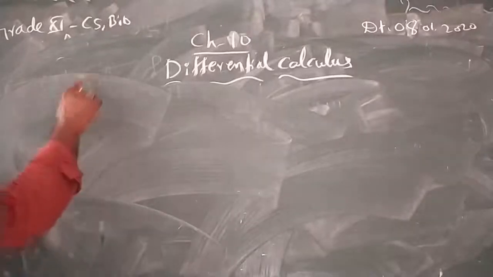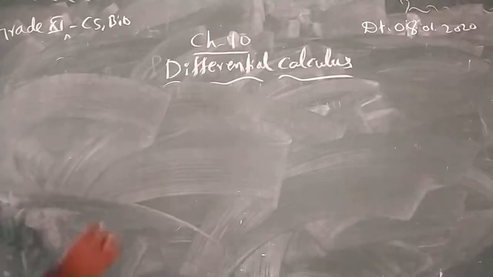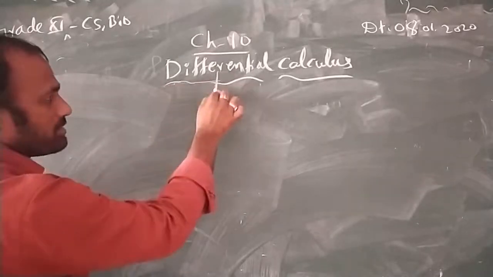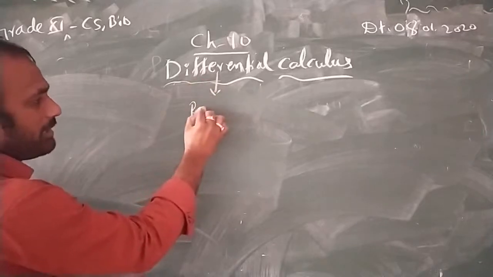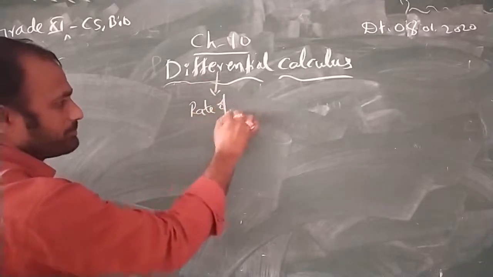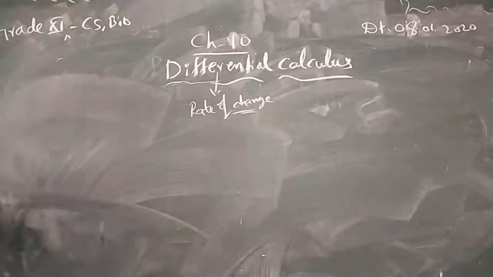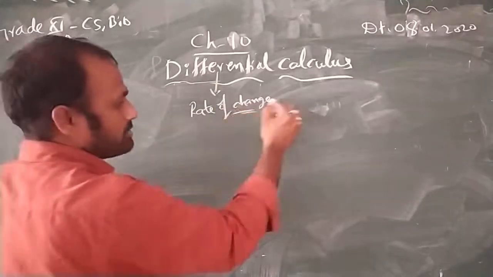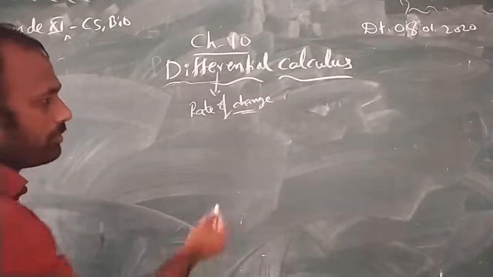Good morning, students. Today we are going to learn a new chapter, chapter 10, differential calculus. First of all, let us understand the meaning of differentiation. Differentiation is nothing but a rate of change. Rate of change means that you are changing a quantity with respect to another quantity.